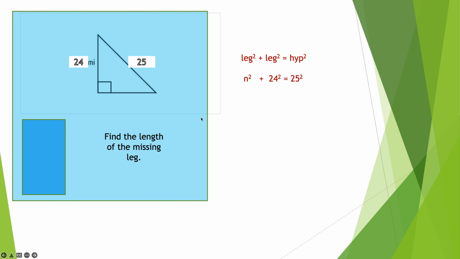So n squared plus that leg squared, 24 squared, is going to equal the hypotenuse squared, which is 25 squared. N squared plus 576, that's what 24 squared equals, equals 625. Subtracting the 576 from both sides, and I get n squared is 49. Square rooting, and I get n is the square root of 49.